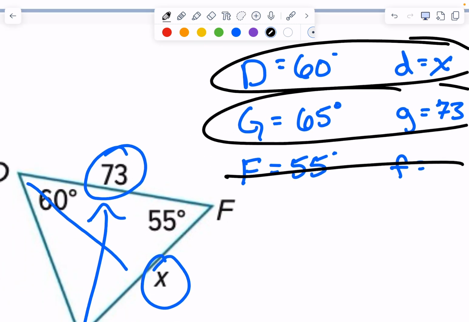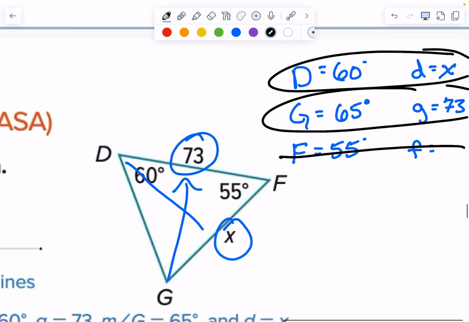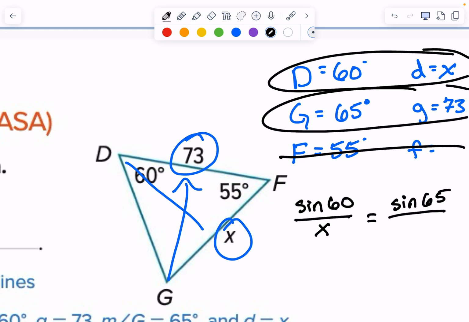Okay, let's set up our fraction, write this down. We want sine of what? 60. 60 over X. Are you writing this down? Equals sine of 65 over 73. You see how I get this? Sine of this one over this one equals sine of this one over this one. That's the law of sines.